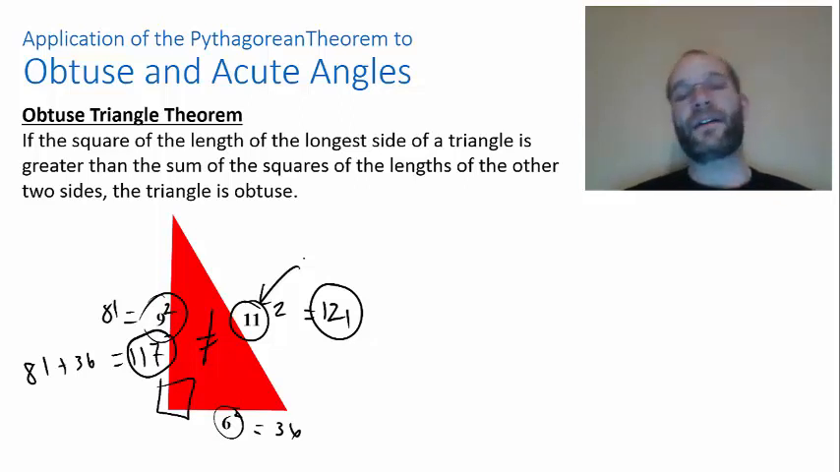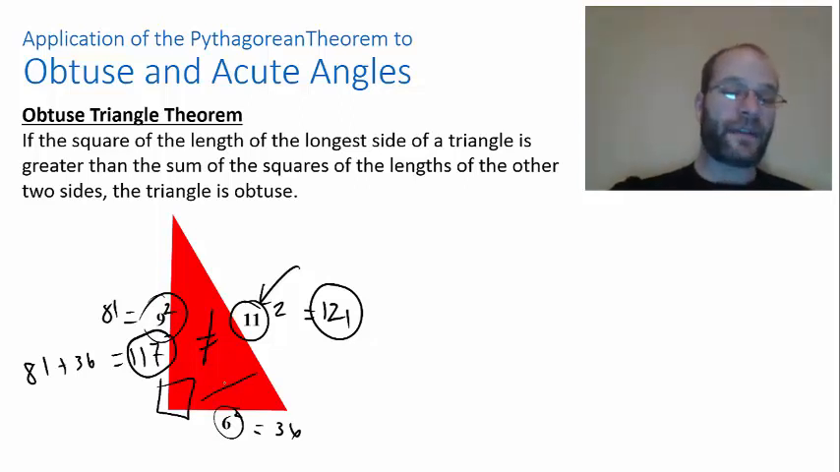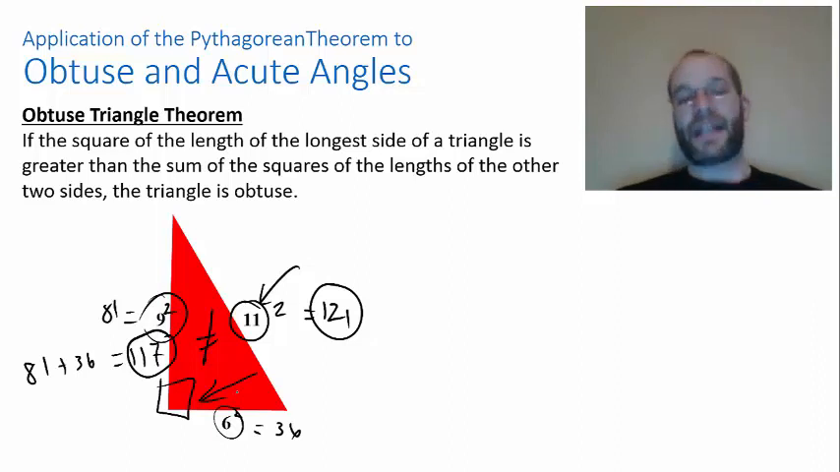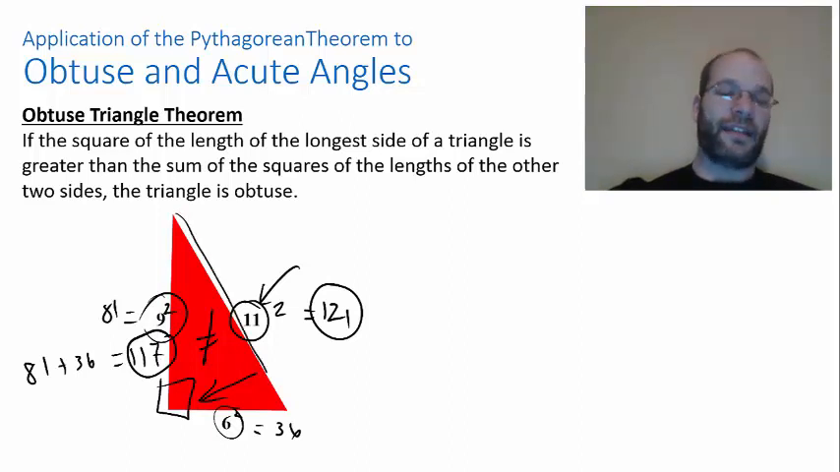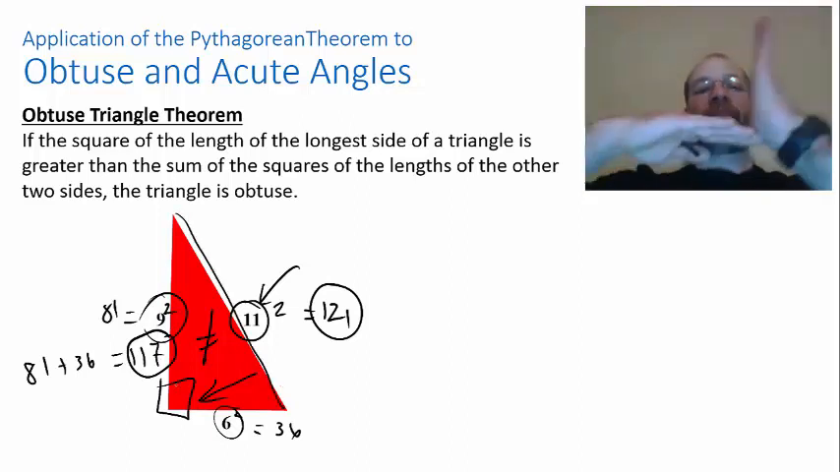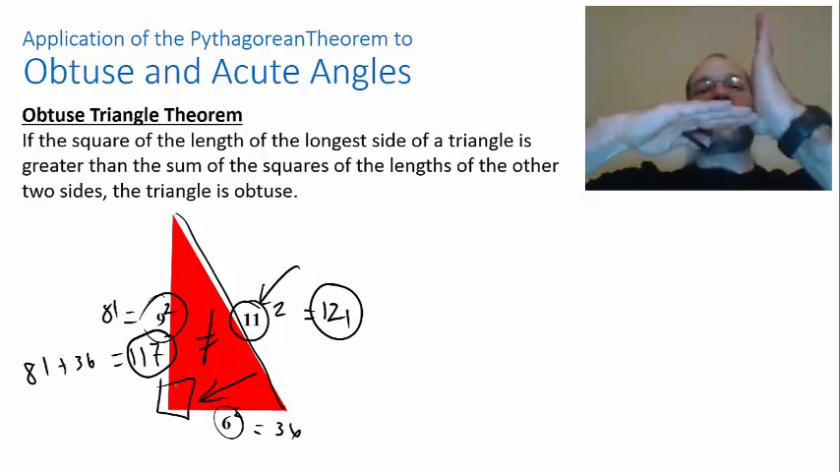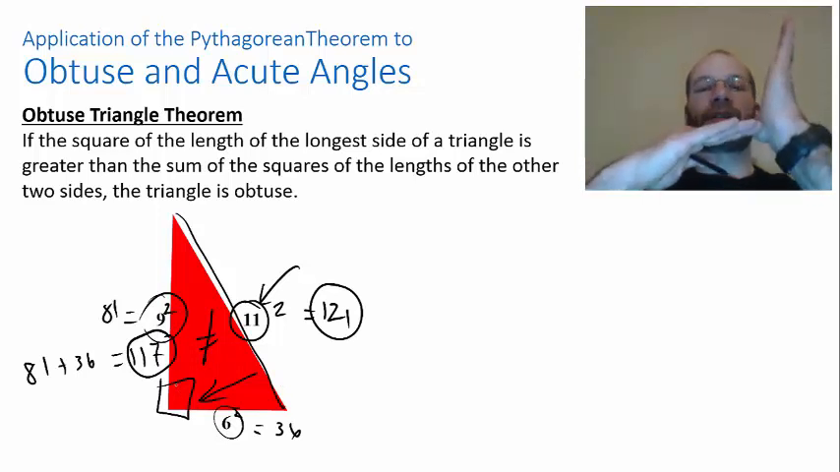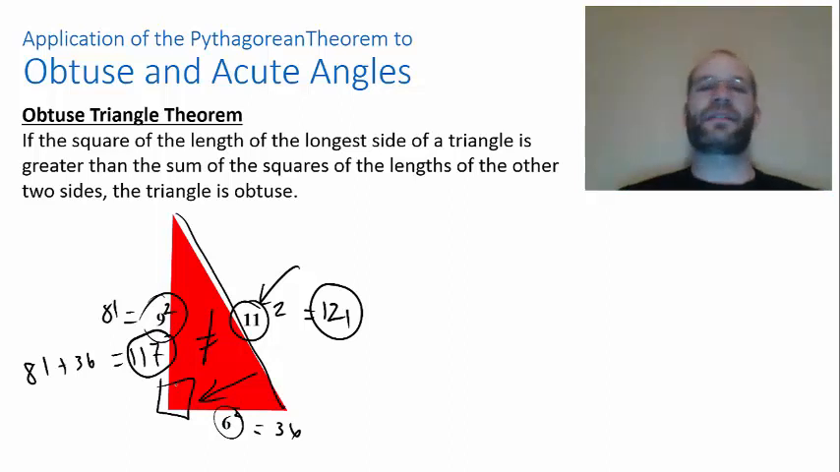So, can we figure out anything more? Can we say anything about this angle down here? The answer is yes. If the square of the longest side were 117, then it would be a right triangle. But this longest side is longer than that, which means this must be an obtuse angle. In other words, because it's not 117, but rather 121, it's a longer number, it means that angle has to be greater than 90 degrees, and therefore it's obtuse.